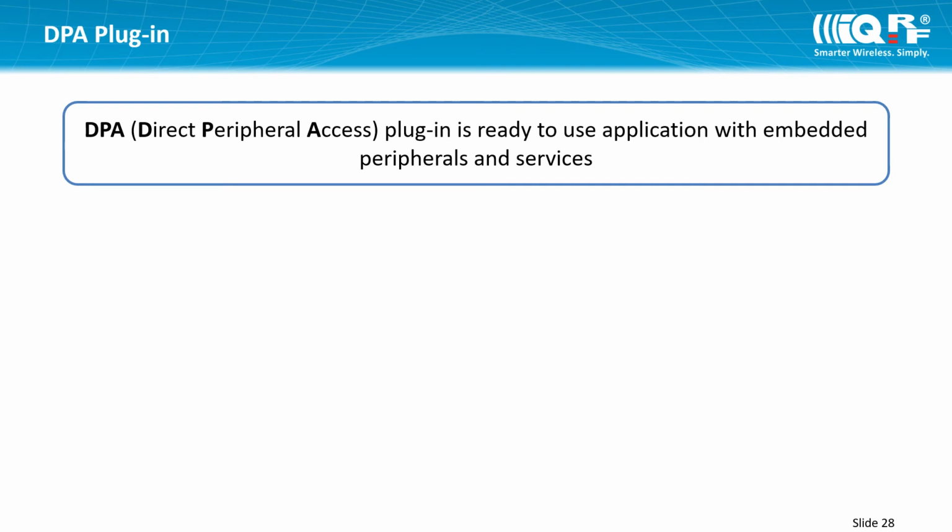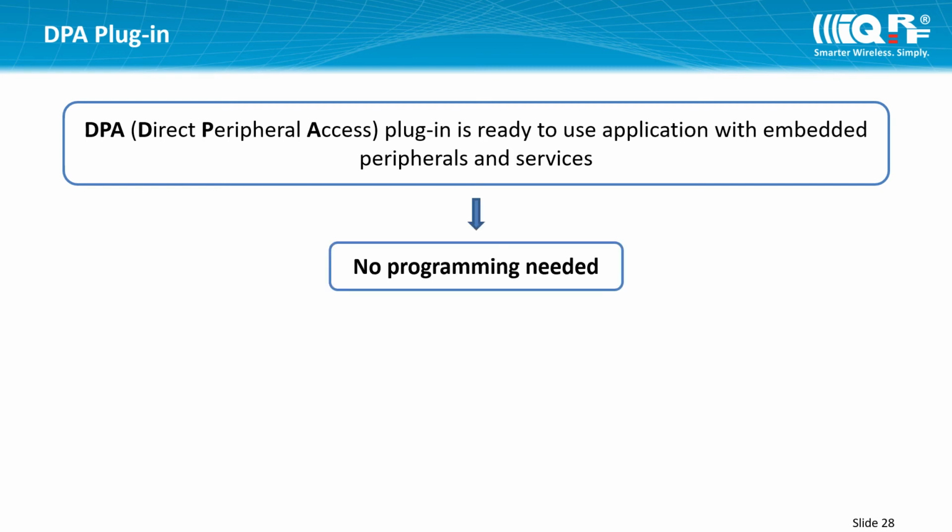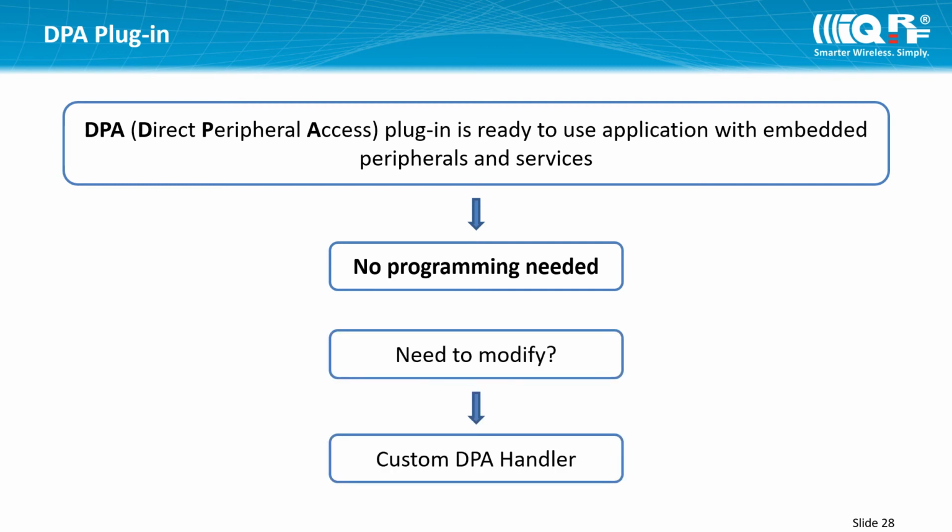All peripherals and services are documented, so a user may find out that the implemented functionality is enough for his needs, and in such case there is no need to write any code. In case of need to add any functionality or modify the default behavior, it is possible to write a custom DPA handler. In the handler, a user can handle events provided by the DPA plugin. There is a lot of events provided, for example, after reset, after a request was received, before the response is sent back, and so on.